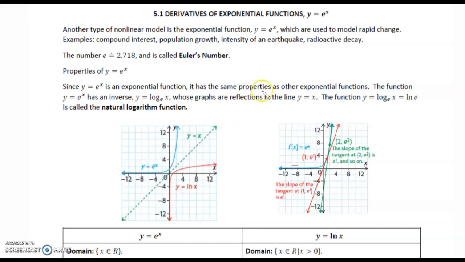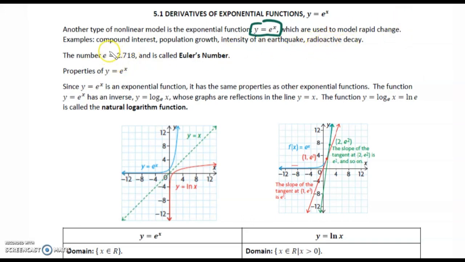5.1 derivatives of exponential functions, y equals e to the x. Okay, another type of nonlinear model is the exponential function y equals e to the x, which is used to model rapid change. Examples of exponential functions are compound interest, population growth, intensity of an earthquake, or radioactive decay.